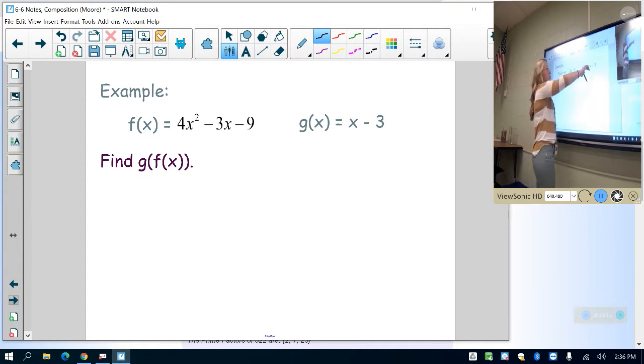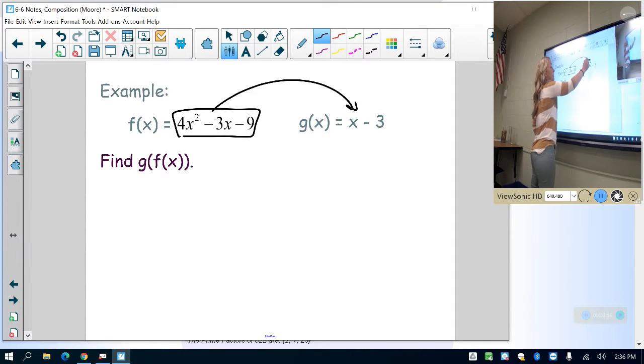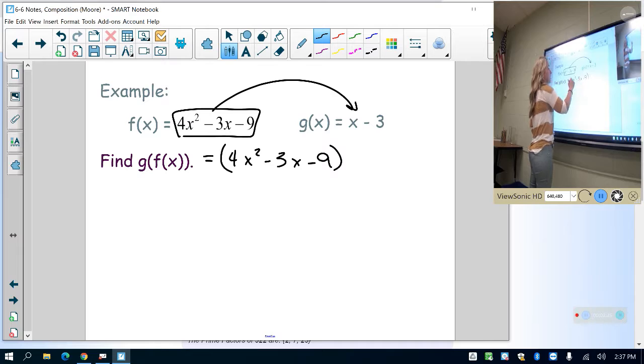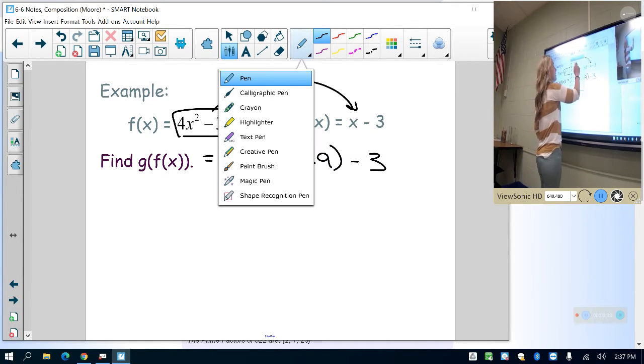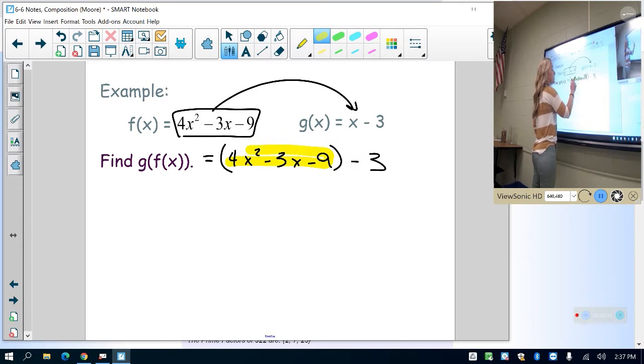Now, given this function, let's go ahead and solve. So I'm going to find g of these two functions, g of f of x. So I'm going to take the entire f function, which is right here, replace the x value in the g function, which gives me 4x squared minus 3x minus 9, and then we have a minus 3 at the end. Notice how I took the entire f function and replaced it for the x in the g.